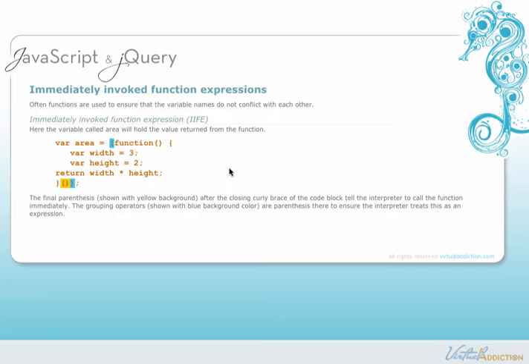IIFEs are commonly used as a wrapper around a set of code. Any variables declared within that anonymous function are effectively protected from variables in other scripts that might have the same name. This is due to the concept called scope, which we will discuss in the next lesson. It is also a very popular technique which is used within jQuery. We'll be learning about this later in the course as well.